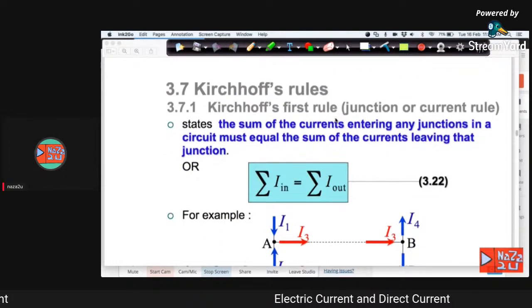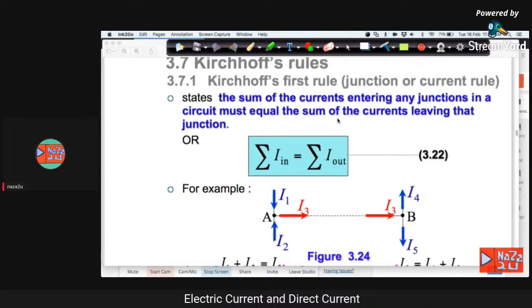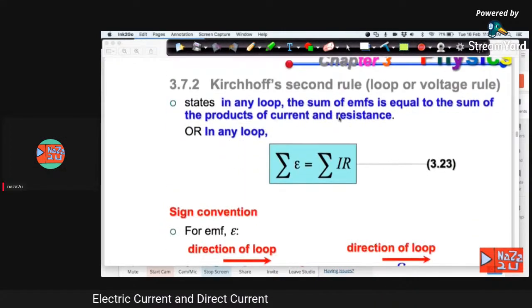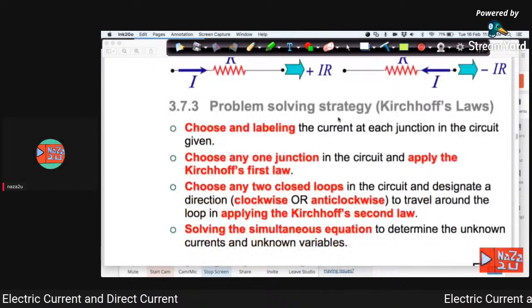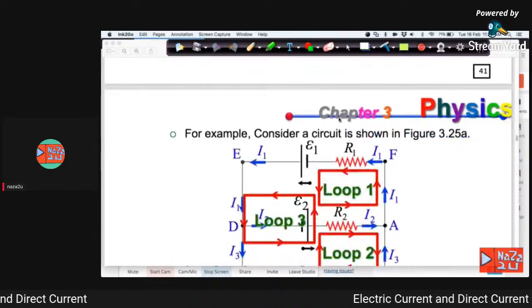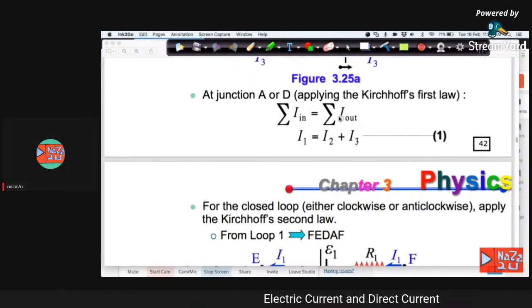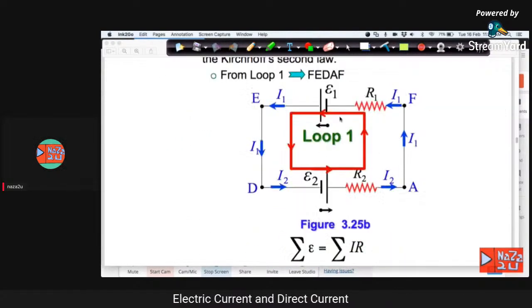So Kirchhoff law kita ada dua ya. First rule, second rule. So detail nanti kita akan tengok dalam sesi face to face nanti. So how to use Kirchhoff first and second Kirchhoff law. Right.